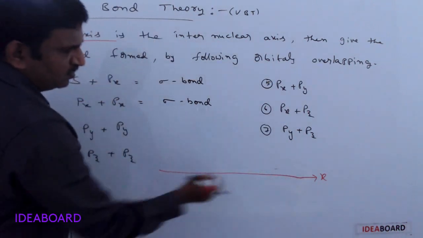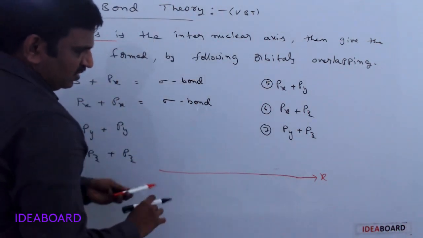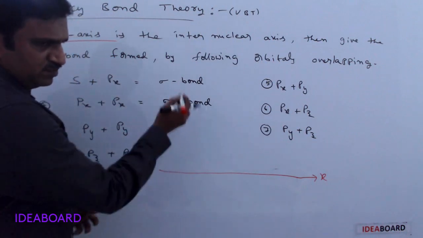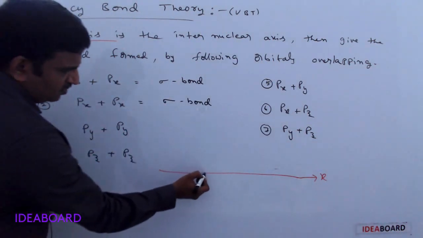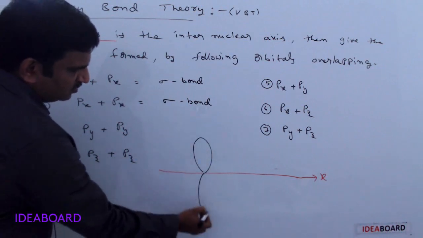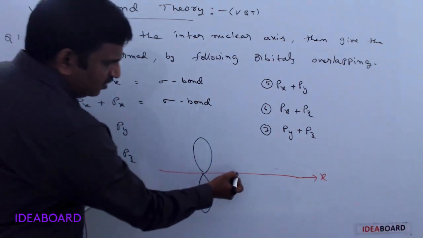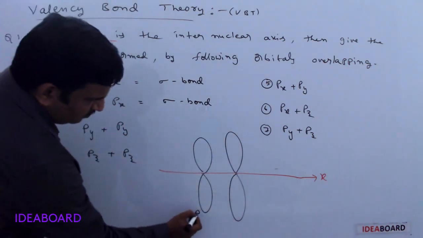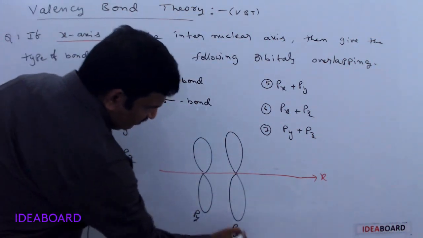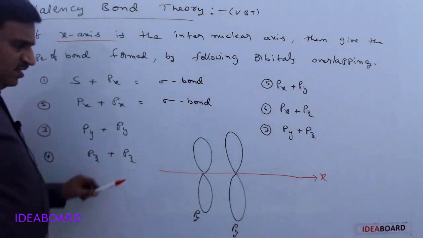The x-axis they gave is the internuclear axis, and the y-axis is perpendicular to this. So py orbitals means the orbital's electron density is above the plane and below the plane. Here, this is the py and py orbital. Why?